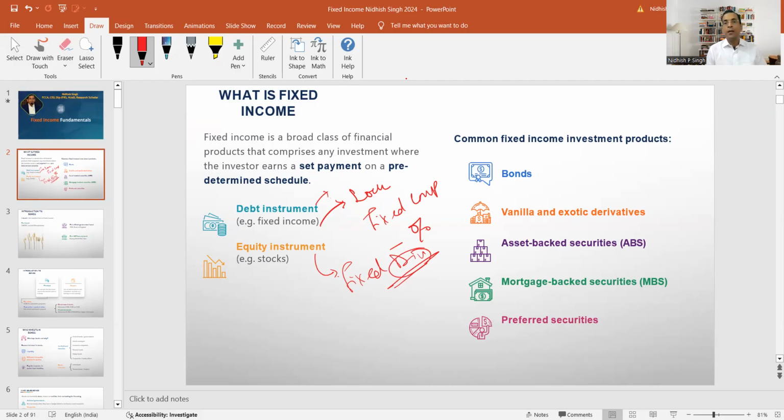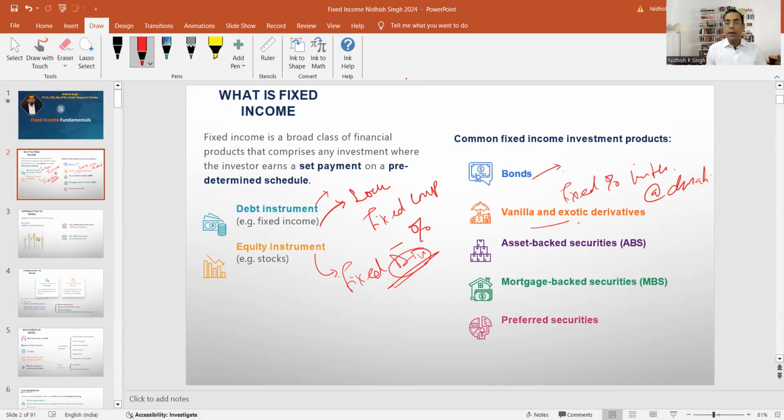So going by that example, we all know bonds are one of the fixed income products. Similarly, there would be some exotic derivatives, meaning there could be some swap or interest rate options which have a fixed percent of interest at regular duration, that can also be categorized as a fixed income product.